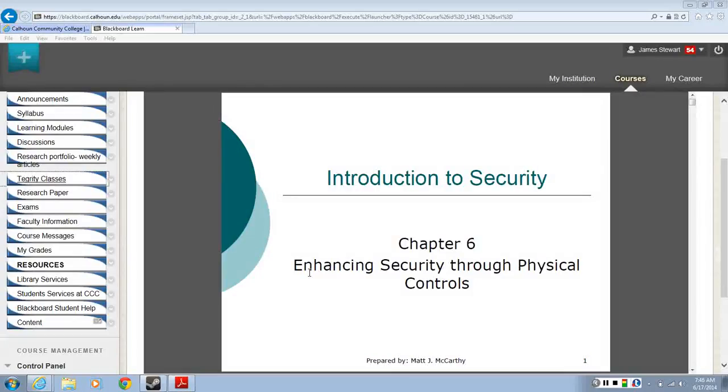Morning class, it's Mr. Stewart, and this is going to be the Week 4 Integrity Lecture over Chapter 6 and 7 for Intro to Security CRJ 160. And today I'm going to talk briefly about enhancing security through physical and procedural controls. And really what we're talking about here is physical security and security procedures.